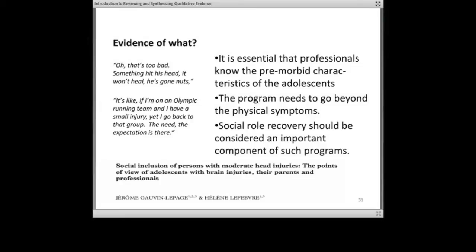Because it tells us that one should focus on knowing and understanding what life was before for these people, that one should focus on managing the psychological imbalance that this sort of condition evokes, and on reframing the expectations of the environment rather than focusing on the individual with the limitation itself. Because these are all things that would help people recover their social roles from before the injury.